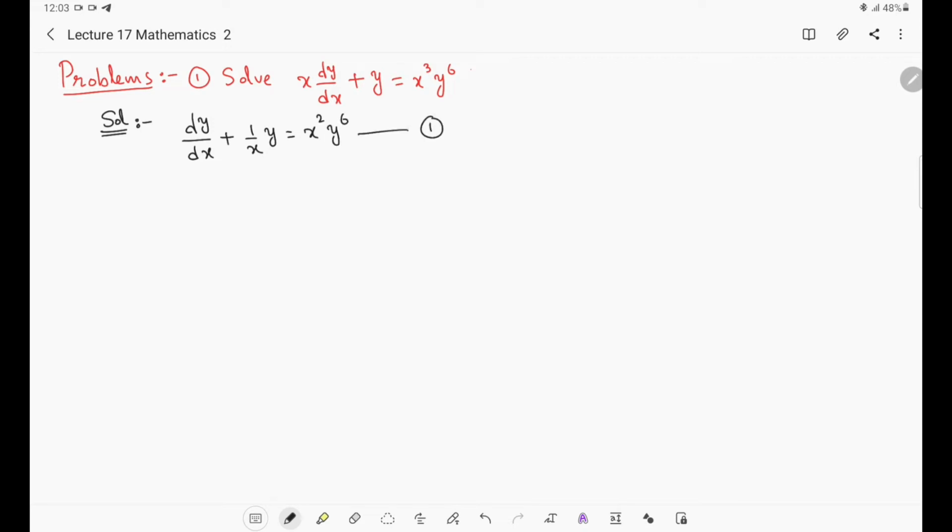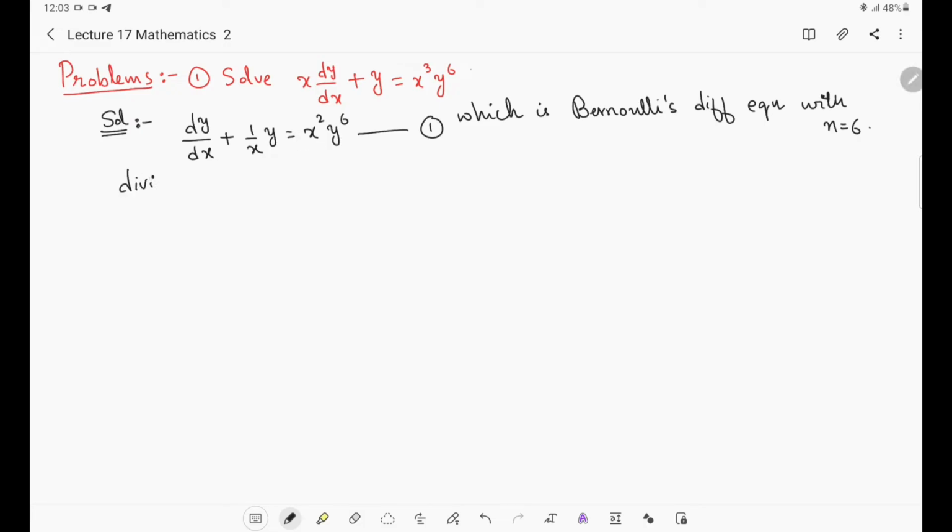Now you consider this as 1. This is a Bernoulli's differential equation. See, it is of the form dy by dx plus p of x into y equals q of x into y power n, which is Bernoulli's differential equation with n equals 6 here. So what we have to do now? In the first step, we have to divide this equation with y power 6.